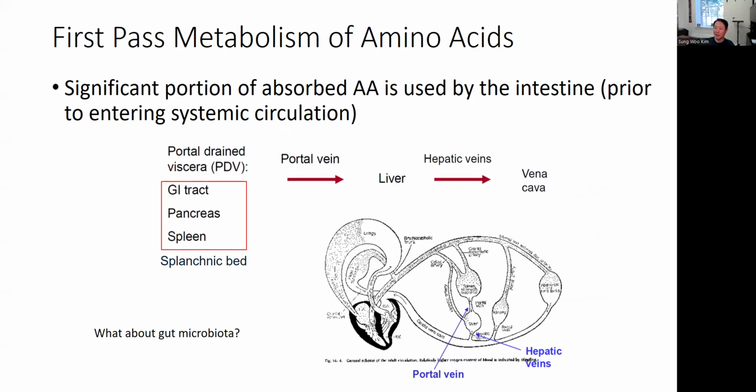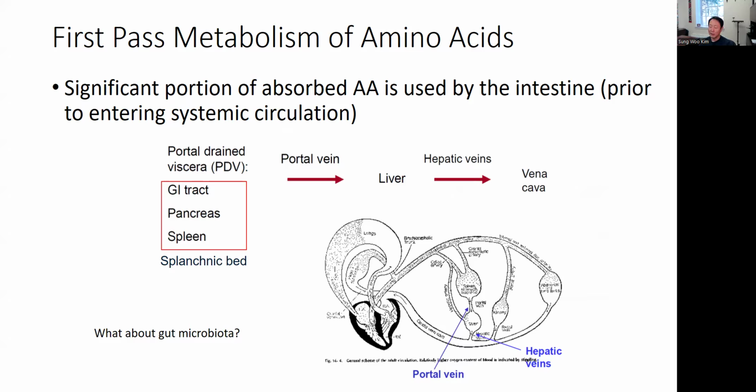So this knowledge about first pass metabolism is actually very important. But it's also challenging the traditional nutrition knowledge that we have related to the requirement or ideal amino acid profile for body weight gain, lean gain, muscle gain. It's not that easy to do research to find out how much amino acid is catabolized by specific tissue like the intestine.